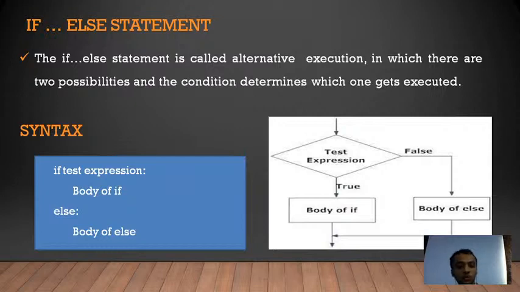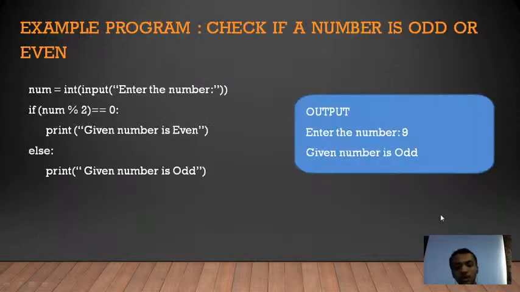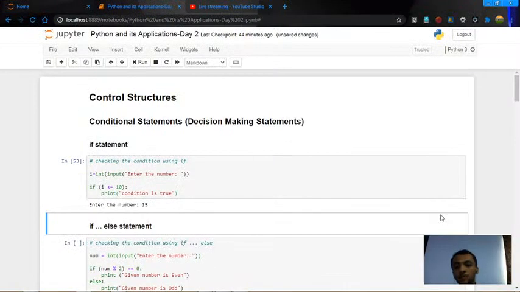If the condition is false, then according to the flow chart we can see that the test expression is checked. If the expression is true, then the body of if will be executed, and if the expression is false, then the body of else will be executed. Let's see one program.